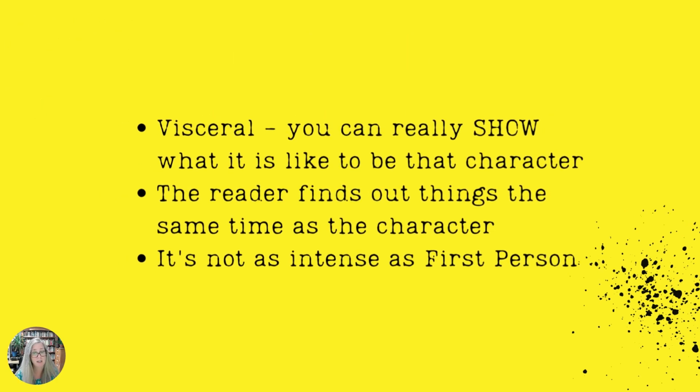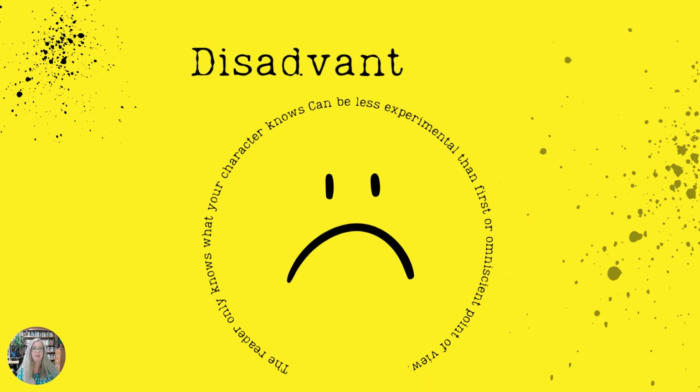Of course, this means on the flip side, there are also disadvantages. So the reader only knows what your character knows, like in first person. So you can't give extra information that they have no idea about. And it can be less experimental than first or omniscient third person point of view. So have a think about that when you're deciding how you want to write your work.